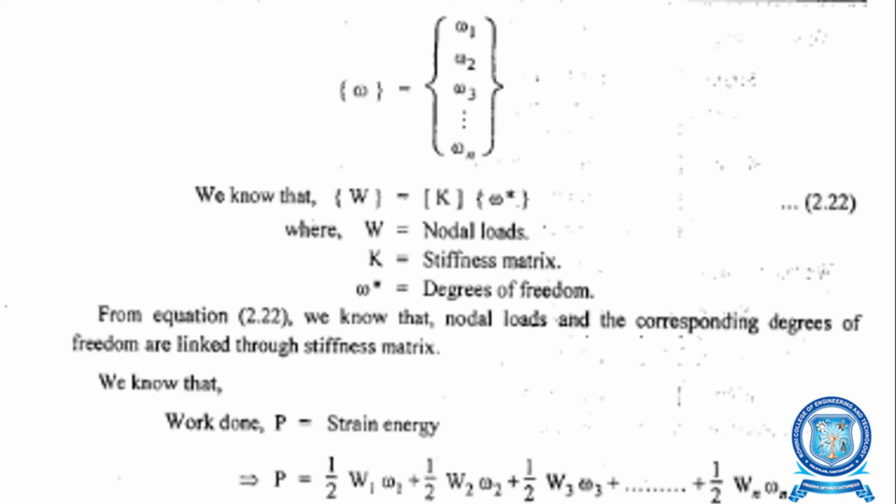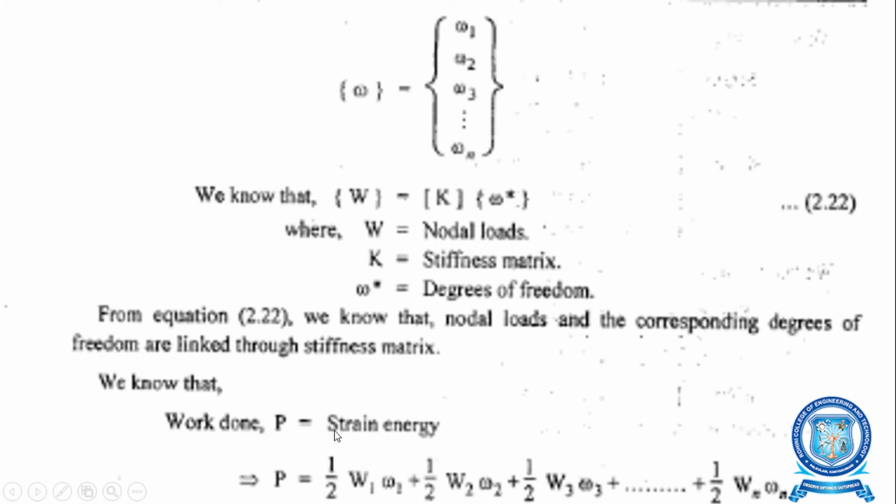Now we know that W is equal to K matrix into omega star. Here W is the nodal loads, K matrix is the stiffness matrix, and omega star is the degrees of freedom. From the previous equations, the nodal loads and the corresponding degrees of freedom are linked through the stiffness matrix.